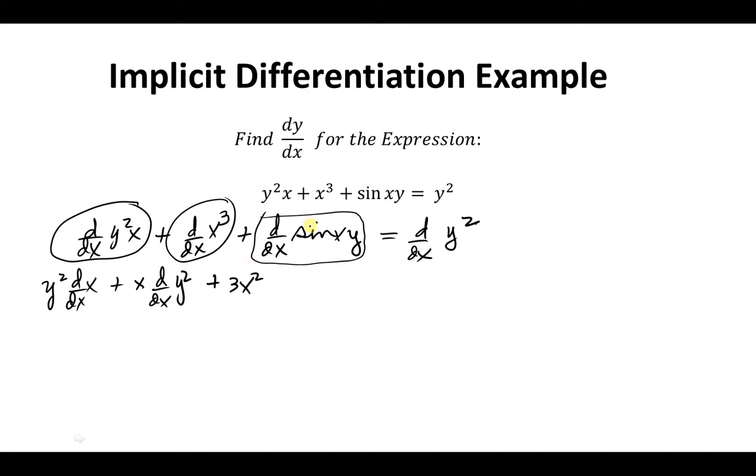So we have to realize that d/dx of sine of xy is going to be cosine of xy times d/dx of xy. That's the chain rule. And we're going to have to come back and use the product rule. And then for the right hand side, d/dx of y squared is going to be 2y dy/dx.